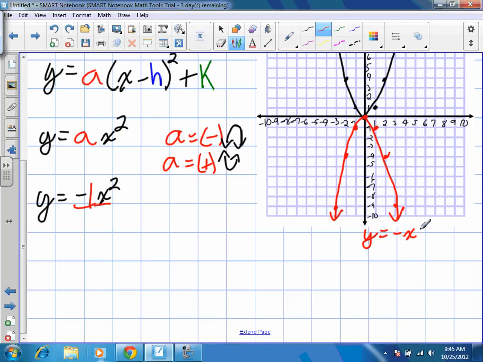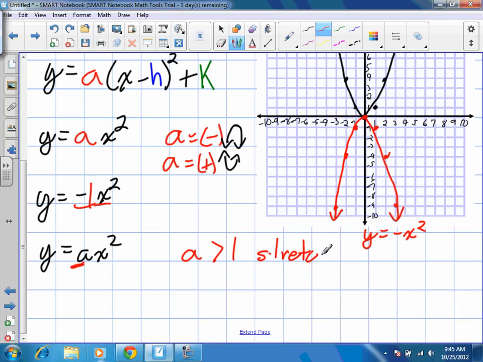Now, there are also two other instances for A. I said it did 3 things. Flipping it was one of the things. We talk about stretches and compressions. Y equals ax squared, A being our red term. Now, if A is a term greater than 1, it's going to stretch.